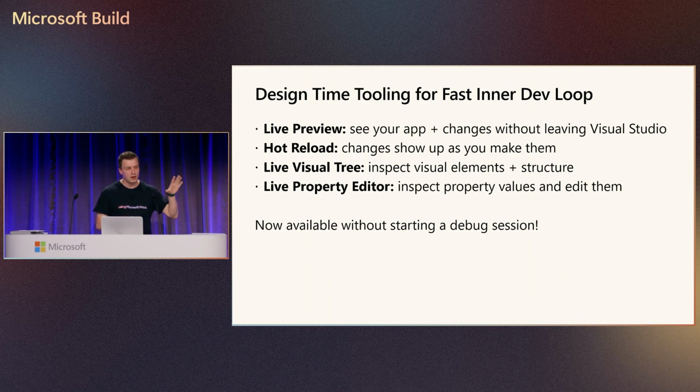Hard reload, right? You can make changes to your XAML and your UI, and you don't even have to start a debug session anymore. It says it there right at the bottom. You can just start editing and it will show up in your running app right there, again from Visual Studio. Then you also have the live visual tree, where you can go through the structure of your app, see all the things that are happening there, click on it, and the live property editor, where you can inspect all the current values of the properties of all those controls that you're seeing.